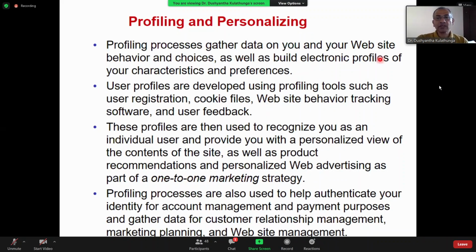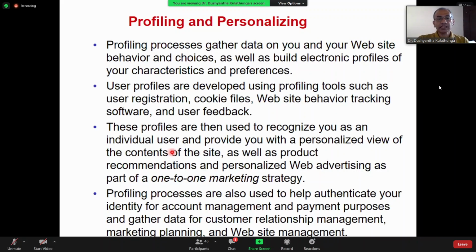Now, for what purpose can we use this particular profile? There are different purposes to which we can utilize this particular profile. Again, certain examples are highlighted here. So these are again just examples of uses of an electronic profile, but there can be other uses as well. Now, first, the information contained in the profile can be used to provide you with a personalized view of the content of the website.